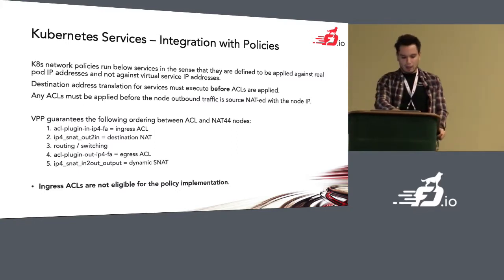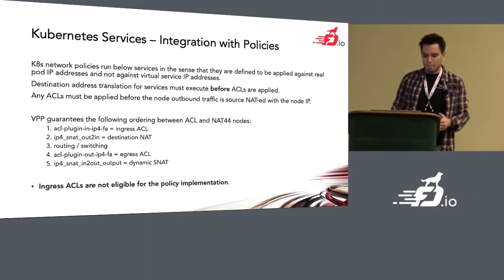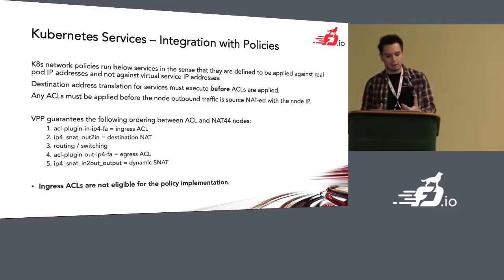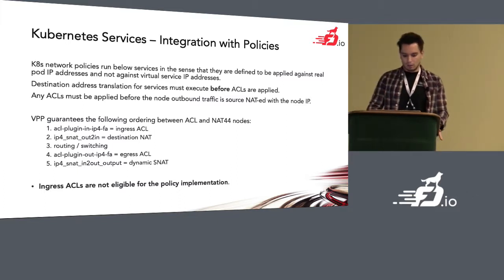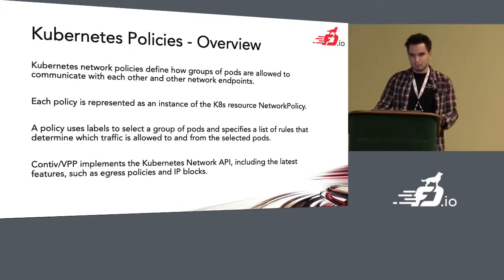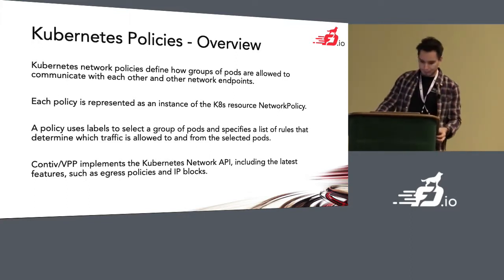So you have first ingress ACL, then you have destination NAT, then you have your routing and switching, then you have egress ACL, and then you have your dynamic SNAT. And that means that ingress ACLs cannot be eligible for policy implementation. And we can show later on how we solve that problem. I have 5 more minutes, so I'll try to be fast.